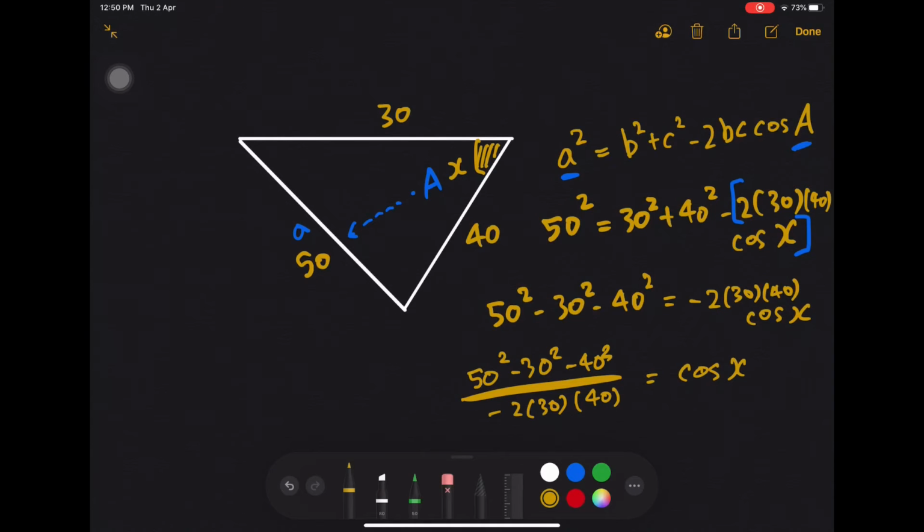And to find x from cosine x, all we need to do is to take the cosine inverse. So I'm going to erase this away. All we need to do is to cosine inverse. Alright, there you go. Press this in the calculator and you can find the unknown x.